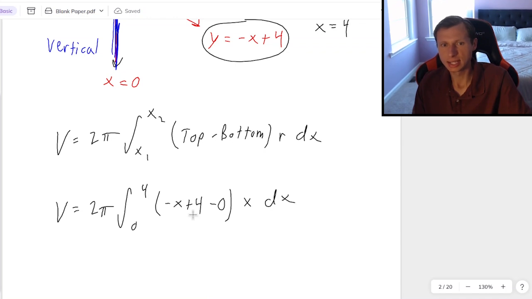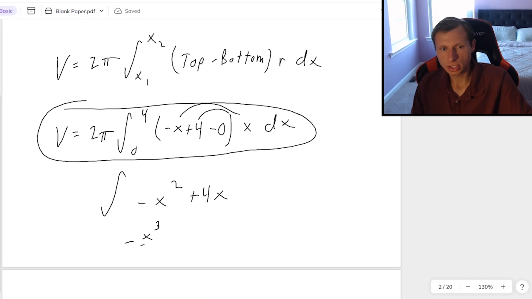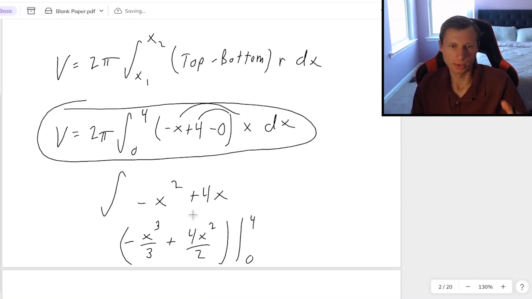And then dx. I'm just going to ask us to set up the integral. I'm not going to ask us to solve it. If I did want to solve it, I would need to probably distribute the x to both terms, giving me negative x squared plus 4x. I'd then have to take the integral of that, which is negative x cubed over 3 plus 4x squared over 2, which does reduce. And then I have to plug in the bounds from 4 to 0. And I'm just going to stop there. You can do that on your own if you want. But right now I'm just focusing on setting up the integral. That's all I really care about. And that's probably what your teacher or professor is going to care most about anyway. So that's it for that one.